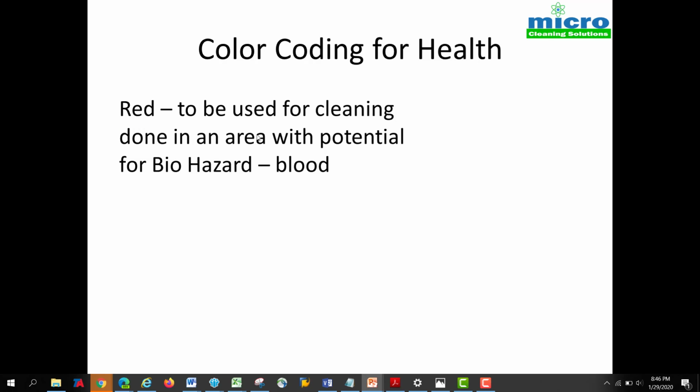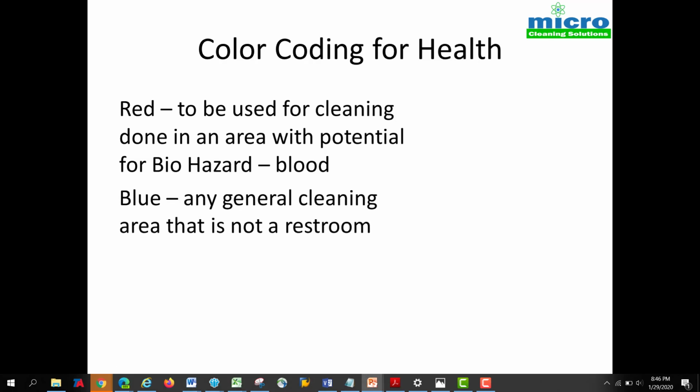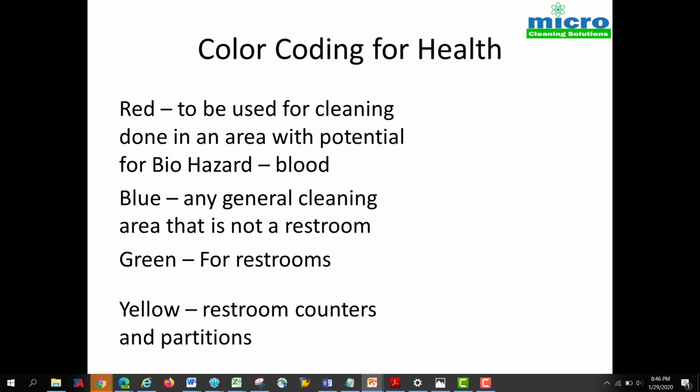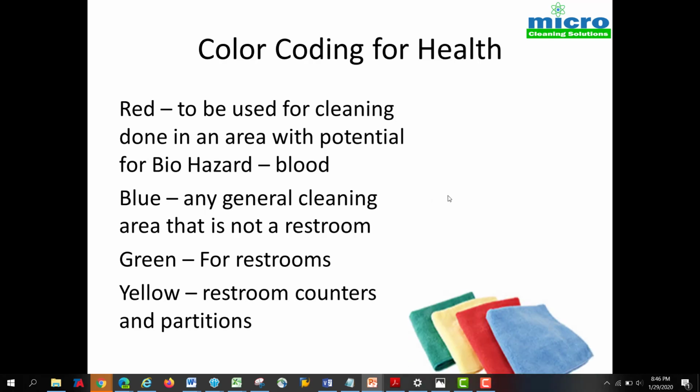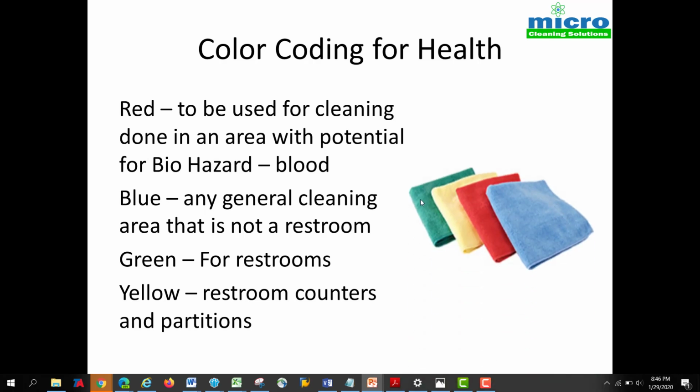Our red fibers are used for cleaning in areas with potential biohazard. This could include areas with blood or other body fluids. Blue is for any general cleaning area that's not a restroom. Green is for restrooms. And yellow is for restroom areas that don't include toilets, such as restroom counters and partitions. As you can see, the color-coded fibers include green, yellow, red, and blue.